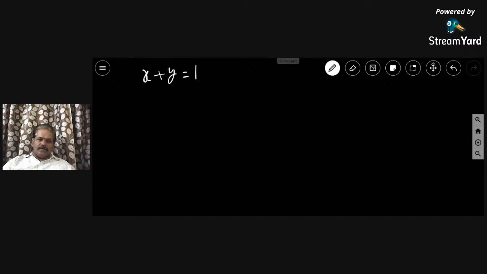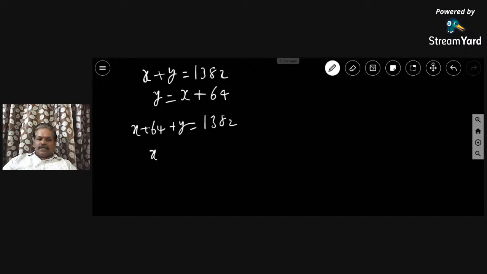x plus y is equal to 1382 pages. And the second case is y is 64 pages more than the first part. First part is x, second part is 64 pages more, so the y value is x plus 64. Substitute in this, x plus 64 plus x equal to 1382. y has been replaced with x plus 64.